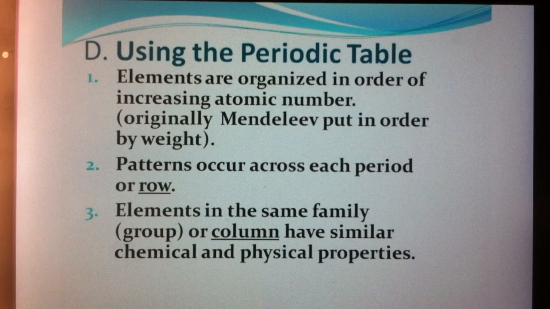So across each row, there are patterns that occur across the periodic table, like size, which would be the volume, not the mass. So the size, the electronegativity, and the ionization energy, which we'll learn more about later. And then atoms in the same family or group, which are the same column, have similar chemical and physical properties, which means that they will look similar and they'll react similarly. So remember, a row goes across and a column goes down. It's very important that you know the difference between rows and columns in this unit.